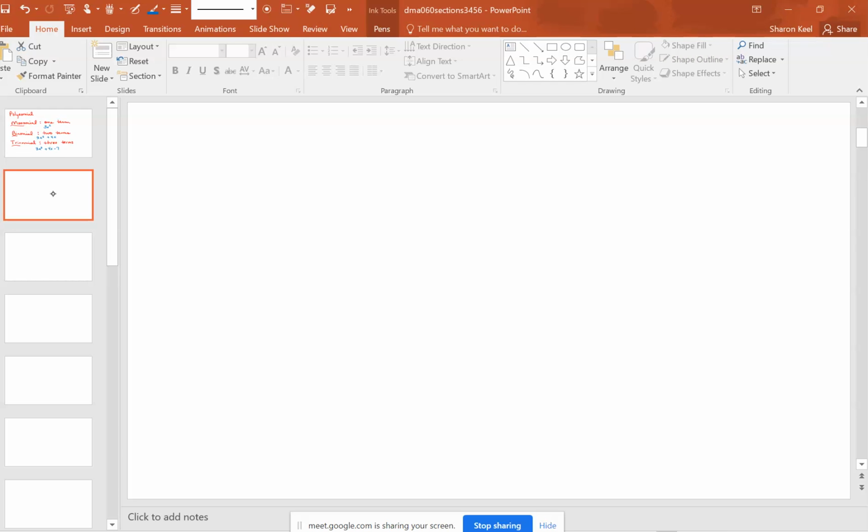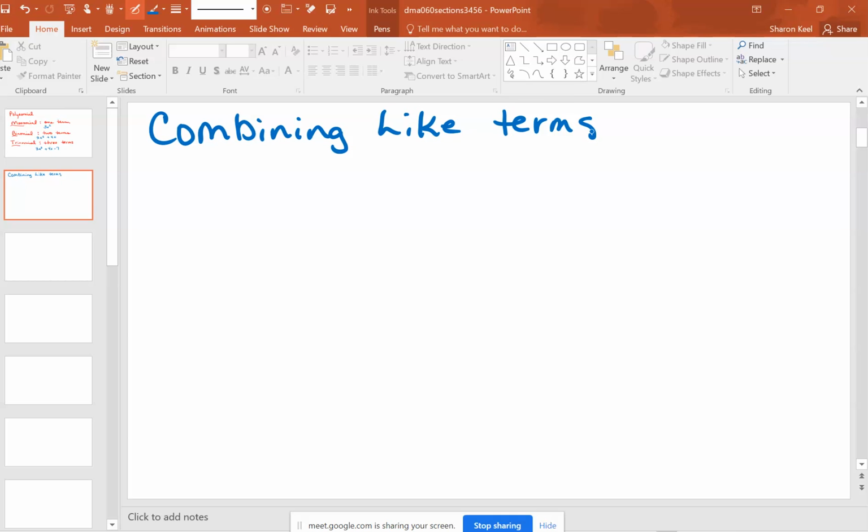When we are using polynomials, we will have to do a process just like we did in DMA 40, a process which is called combining like terms. Even as I'm talking about combining like terms, this is going to lead up to what we're doing in section 4, which is adding and subtracting polynomials. When we combine like terms, I'll use one of the examples from your workbook on page 6-28, question number 7.